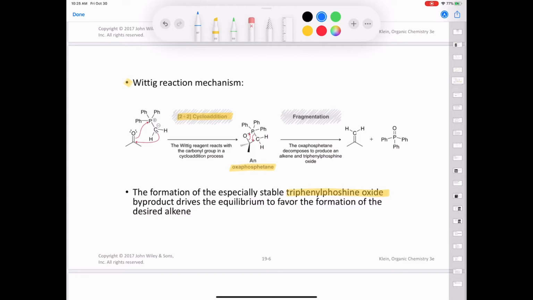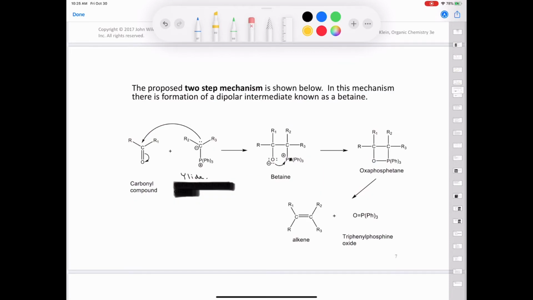The acronym that we use for triphenylphosphine oxide is TPPO. A second proposed two-step mechanism is shown here. In this mechanism, there's a formation of an intermediate known as a betaine. Now, I've heard it called a betaine or a betaine. Either one is fine with me. But what happens is that in the first step, we get a nucleophilic attack by the ylide onto the carbonyl compound. Then we form our betaine intermediate, which closes up to give you the oxaphosphetane, which can then undergo a fragmentation to produce triphenylphosphine oxide and our desired alkene.